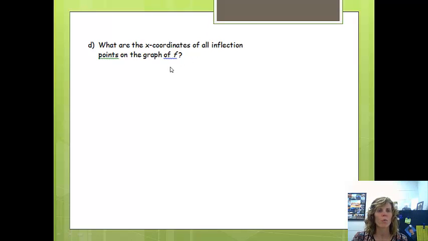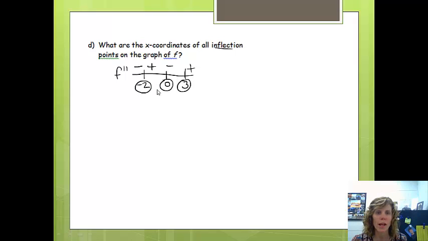All right, part D. What are the x-coordinates of all inflection points on the graph of f? So again, we're talking about inflection points. It's going to be the second derivative. So let me just once again recreate my f double prime chart. Negative, positive. Okay, if I'm looking for points of inflection, we're just looking for where f double prime changes sign. I notice that it changes sign at -2 and at 0 and at 3. So all of those are points of inflection. So there are points of inflection at x equals -2, x equals 0, and x equals 3, and we do need to justify our answer.